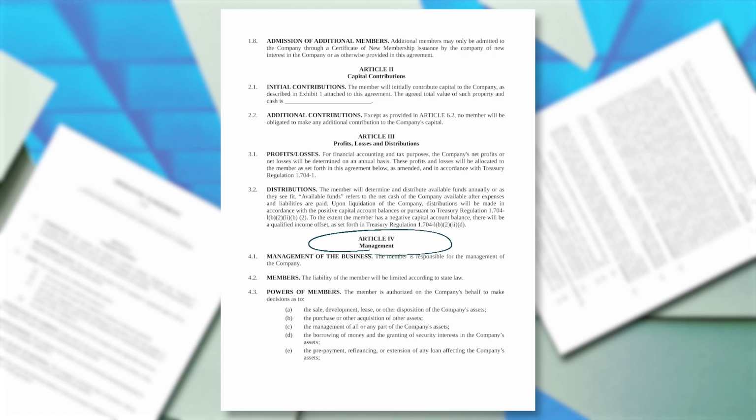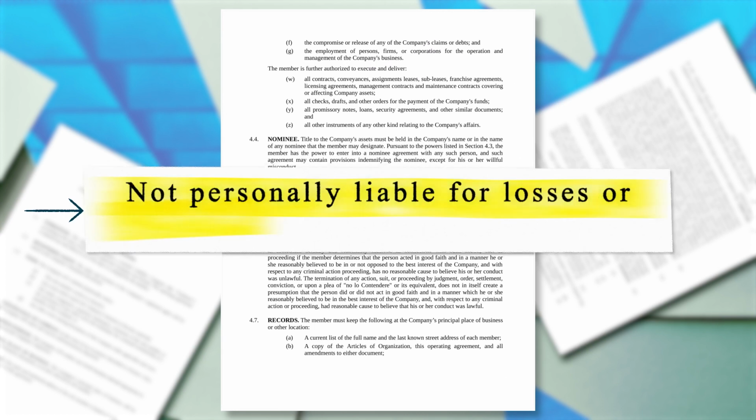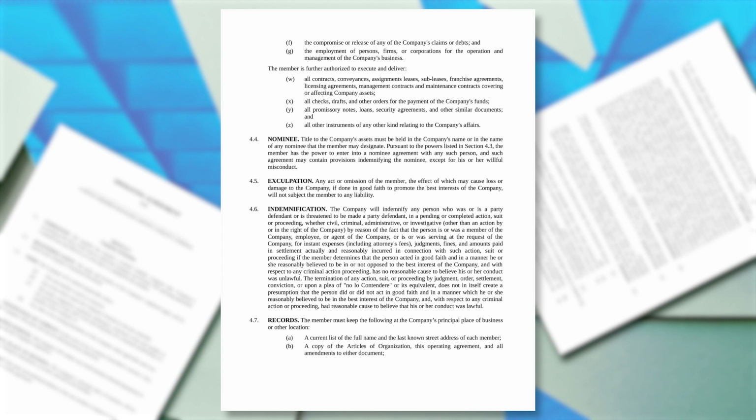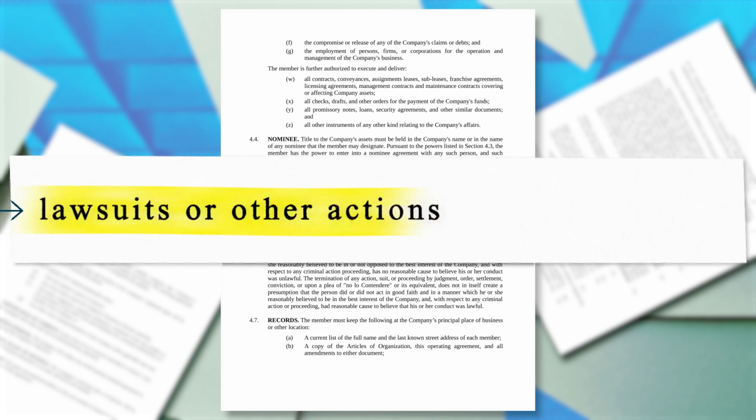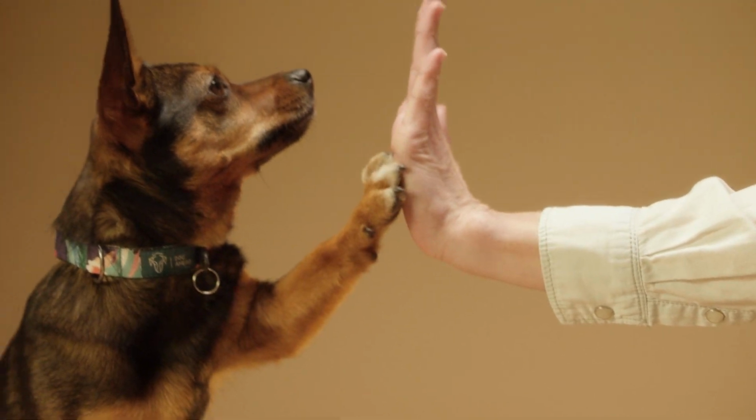Article 4 spells out your powers, and of course, with power comes responsibility. This article also notes that, assuming you've acted in good faith, you're not personally liable for losses or damages to the LLC or expenses resulting from lawsuits or other actions against the LLC. So be the person your dog thinks you are, and your LLC will be there to protect you.